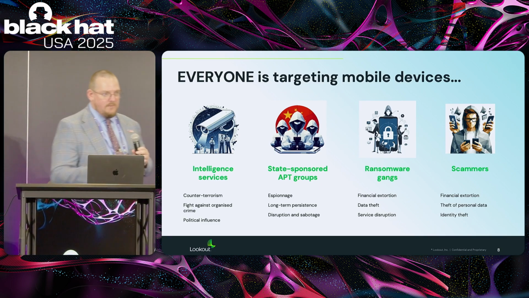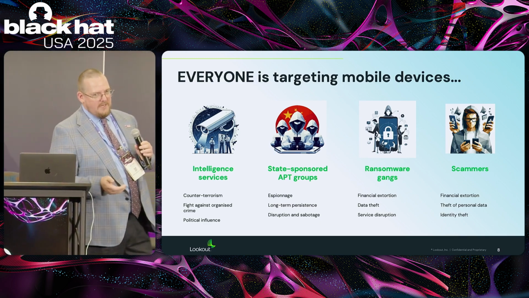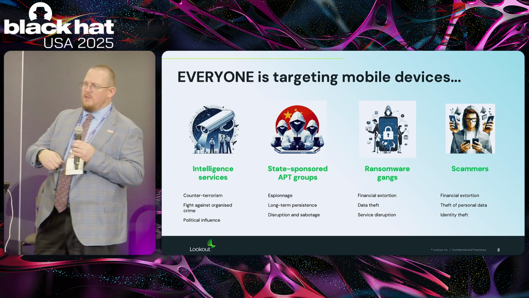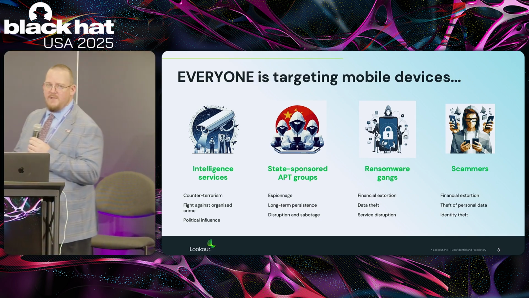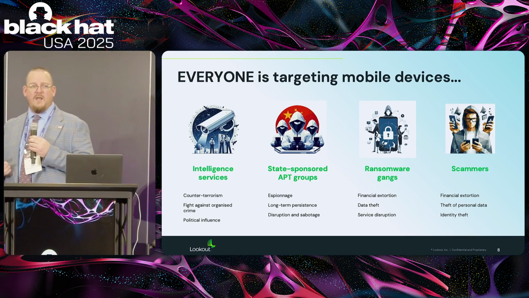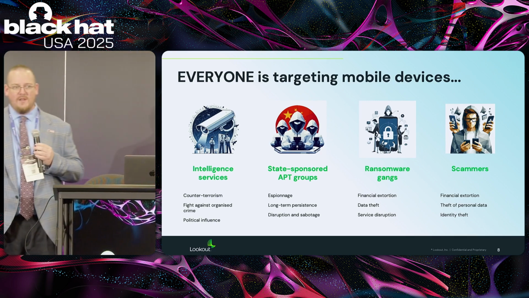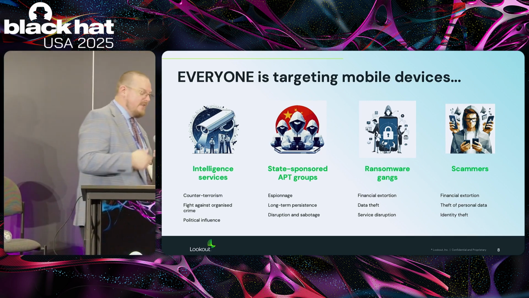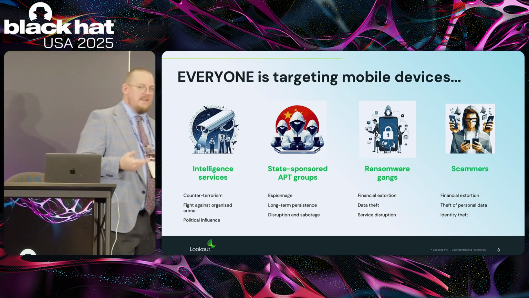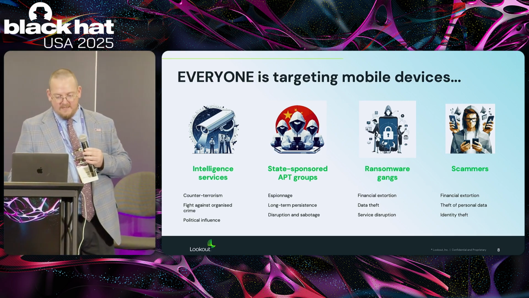And of course, you got your run-of-the-mill scammers. I'm sure a lot of people have been lately getting things like a text message that says, hey, here's an unpaid toll. Click here to pay your $4.12 toll that you missed. And it's just another avenue for people to try to get that monetary gain, but from a mobile perspective.